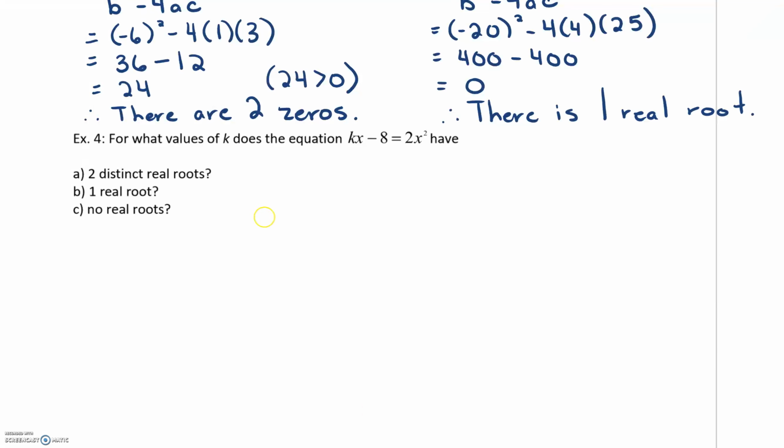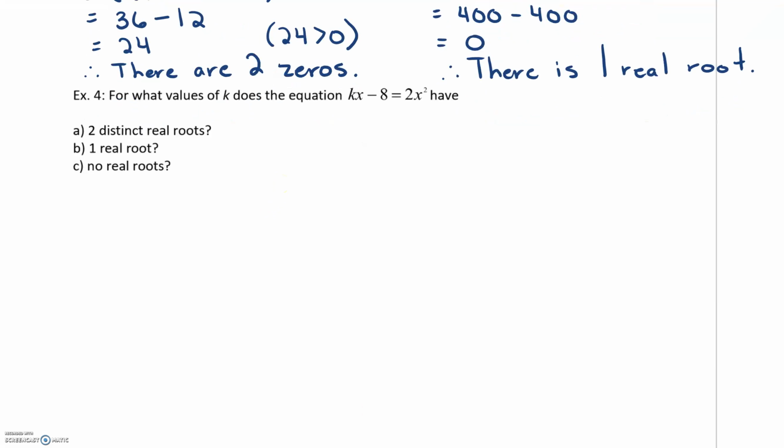Okay, example 4. For what values of k does the equation kx minus 8 equals 2x squared have 2 real roots, 1 real root, or no real roots? So this we need to put in standard form, so we'll go ahead and do that.